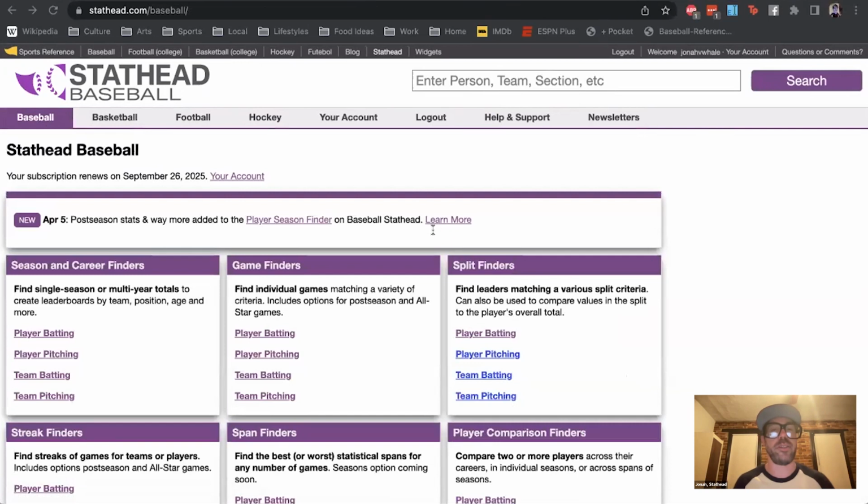Stuart asked, how do you use Stathead to gain a competitive advantage in fantasy? And that is a great question, because I'm sure that there are a lot of you on the call who are fantasy players. Perhaps you like to gamble if you live in a state where that's legal. Perhaps you play in some kind of prediction pool.